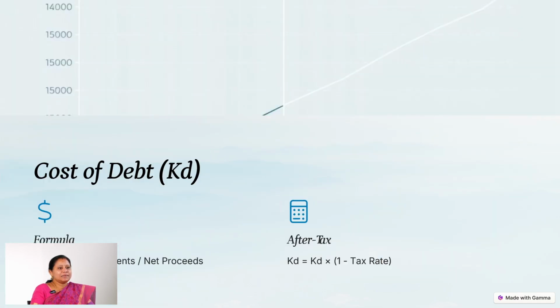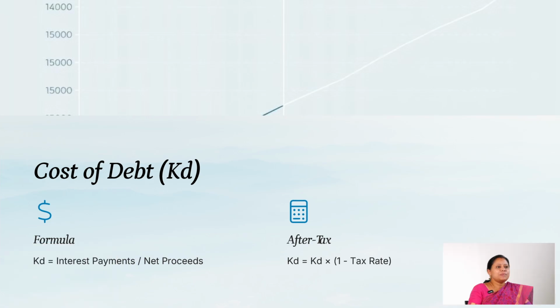Turning to the next slide, let's explore cost of debt. The cost of debt reflects the interest rate a company pays on its debt adjusted for tax benefits. Since interest expenses are generally tax deductible, the formula is interest payment divided by net proceeds after tax. It is calculated as the cost of debt times 1 minus the tax rate.